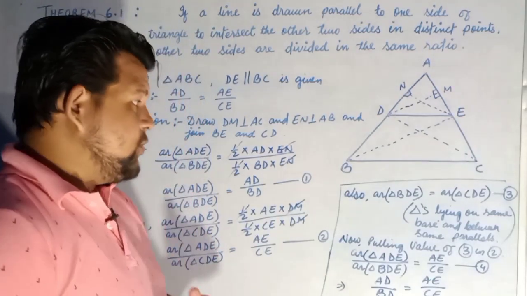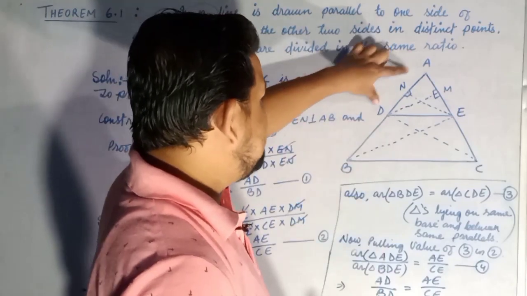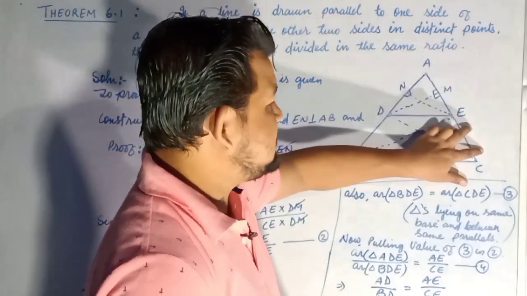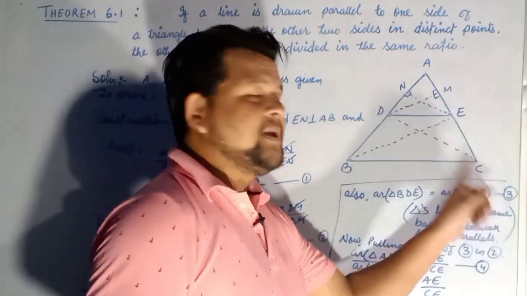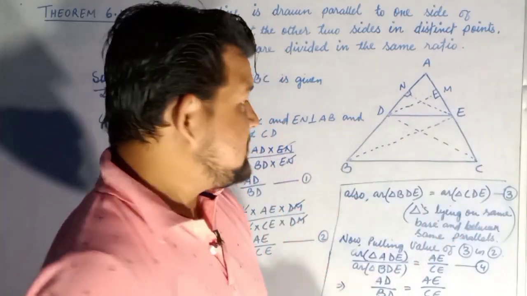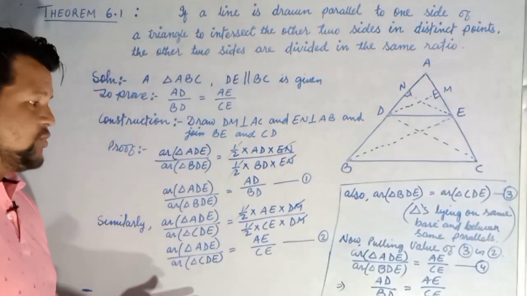Also, when solving a question, conversely, if it is given that AD by BD is equal to AE by CE, then you should know that the line DE will be parallel to BC. This is the converse. Now I think you have understood how we have solved this question.